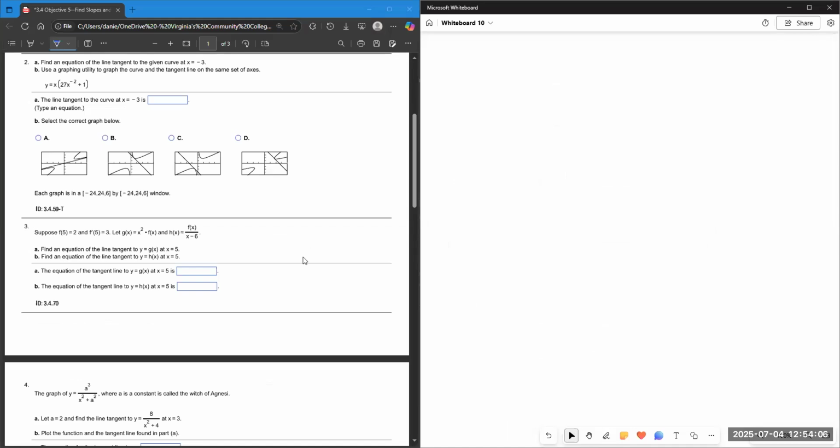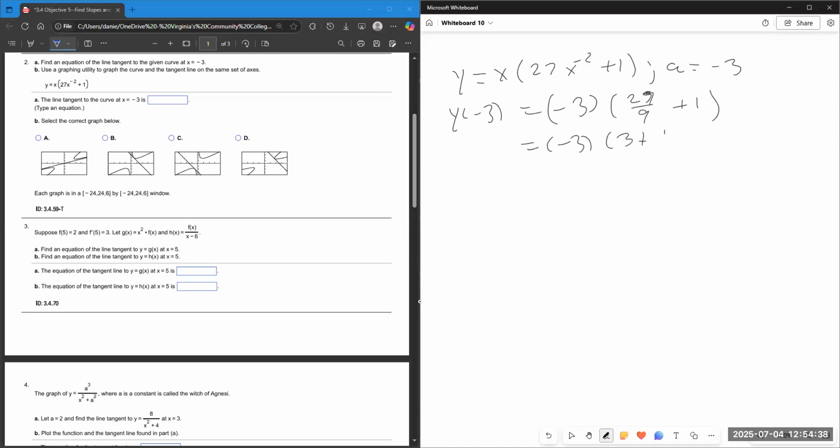Let's go ahead now and look at number 2. y is equal to x times (27x to the negative second plus 1), and my a is equal to negative 3 here. So y of negative 3 is equal to negative 3 times (27 over 9 plus 1). Negative 3 times (3 plus 1), so negative 3 times 4 is negative 12. And that gives me the point (-3, -12) to use later.